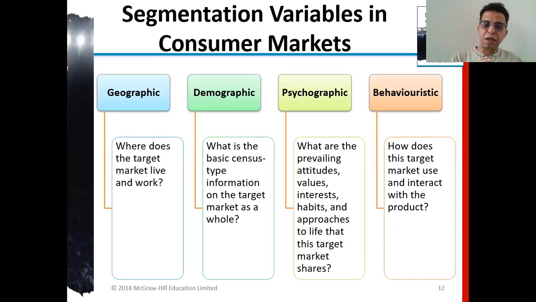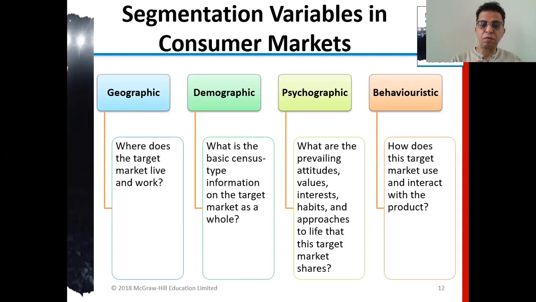So, the segmentation variables in the consumer markets: how do you segment? First of all, you can segment geographically, from Asian, African, European, American. That can be geographic. India, Bangladesh, for example.